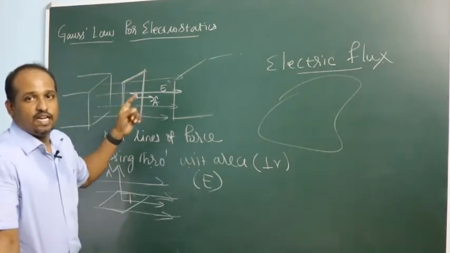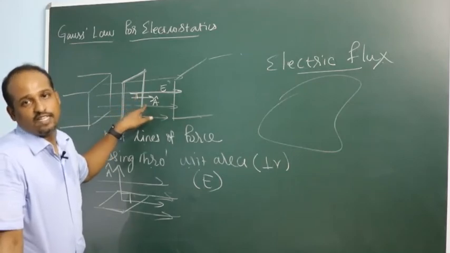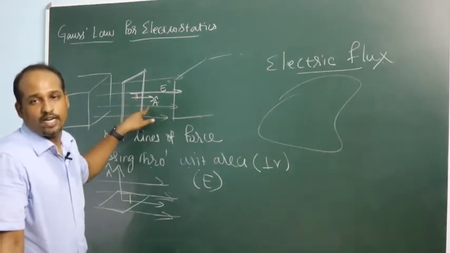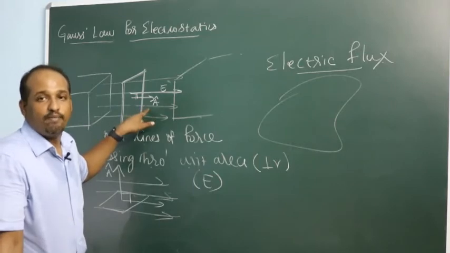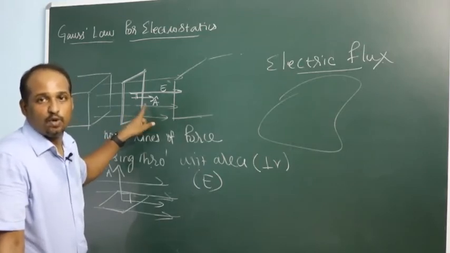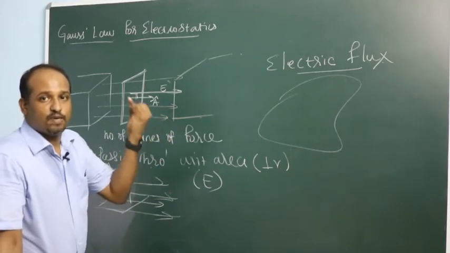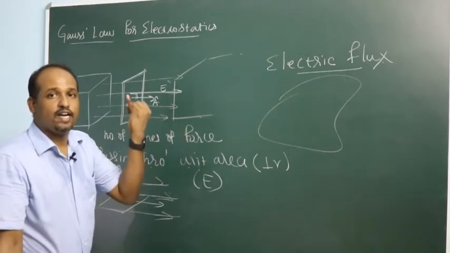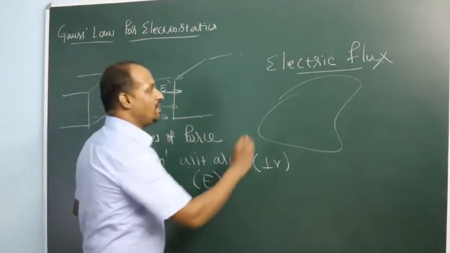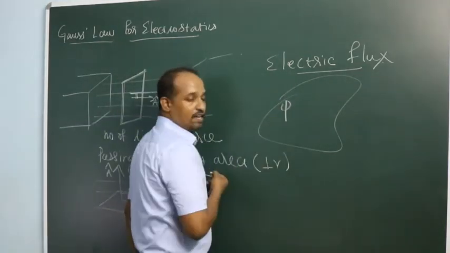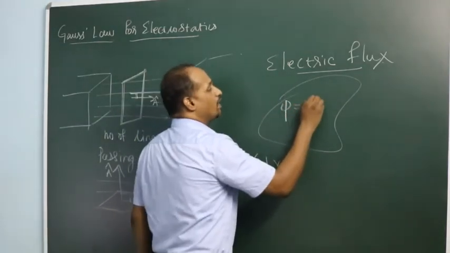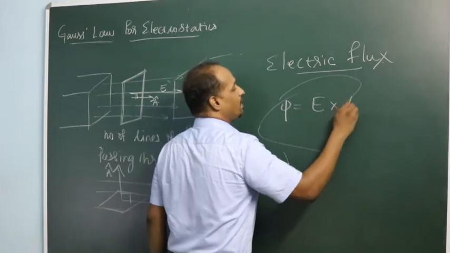In other words, in 1 meter square area, if there are 10 lines passing through, in 2 meter square area, 20 lines passing through, in 5 meter square area, 50 lines passing through. What are we doing? You are multiplying the number of lines of force passing through 1 meter square area into the area, right? Then the flux, which is often referred to as phi, is the product of electric field into area.